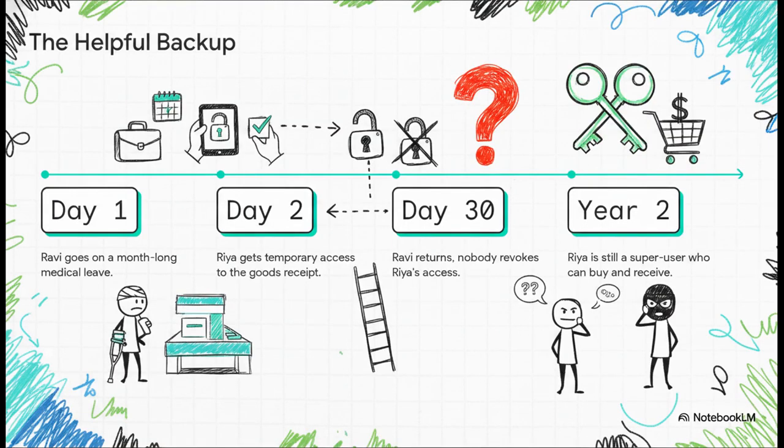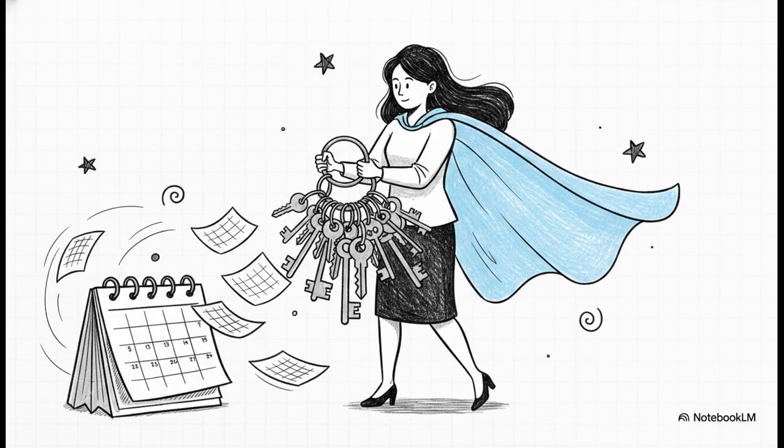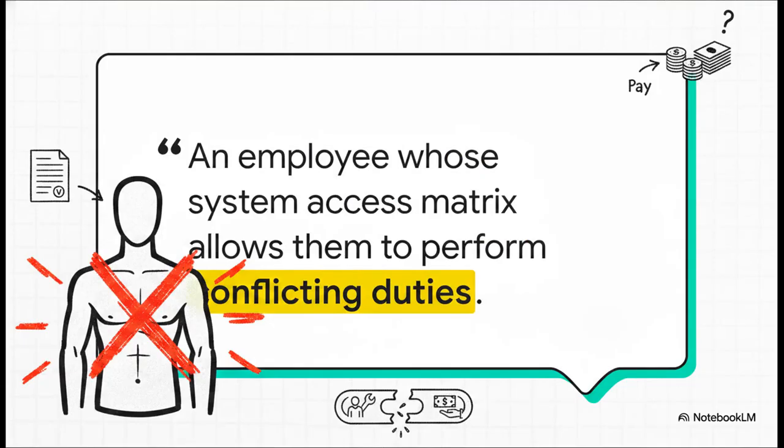The biggest risk is actually the helpful backup. Ravi takes leave, Ria gets temporary access. Ravi returns, but nobody revokes Ria's extra access. She's left as a vulnerable superuser for years. For us auditors, the ultimate red flag is someone who can create vendors and pay invoices.